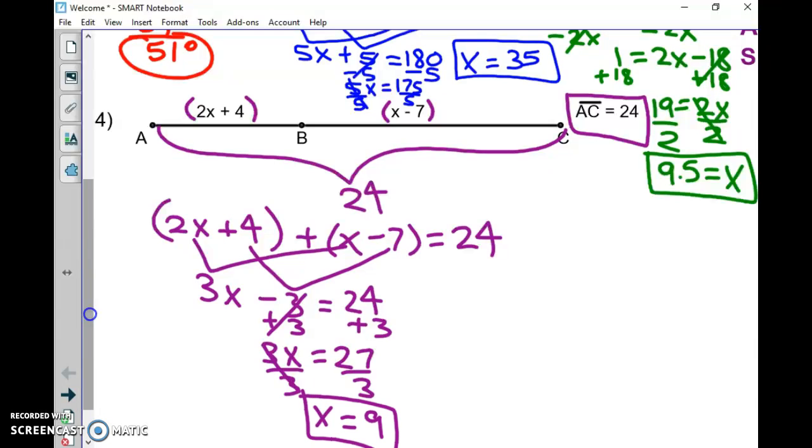Okay, so I know we did that a little quick because we've done these before. We did one just like it on number 2. Part plus part equals whole.